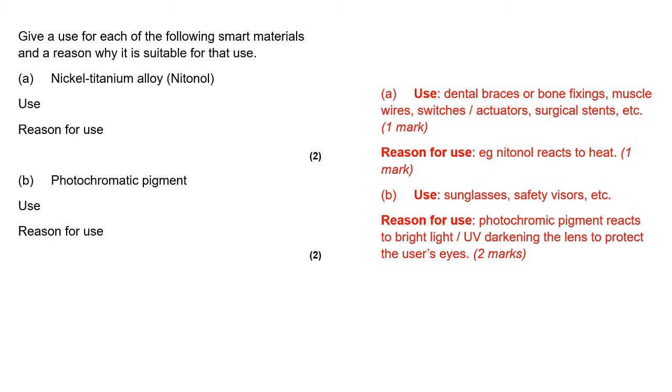Okay, so nitinol, dental braces, bone fixings, muscle wires, anything like that would be fine. And then reason being, reacts to heat, so it sets back in place. Photochromic pigment, sunglasses, safety visors, welding goggles, anything like that. Photochromic pigment reacts with UV light to shade out and protect the user, would be fine.